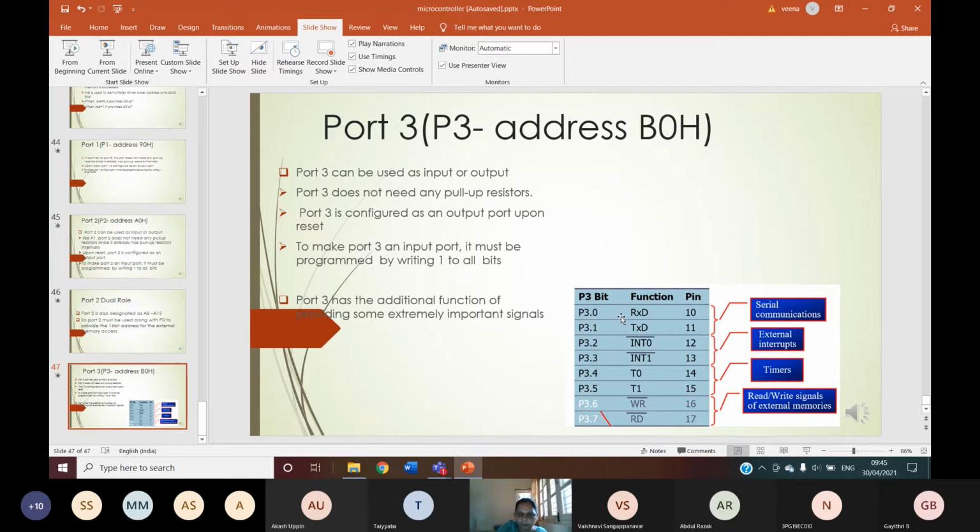Each bit also has some additional function. Port 3 bit 0 acts as the RxD line, and port 3 bit 1 acts as the TxD line.